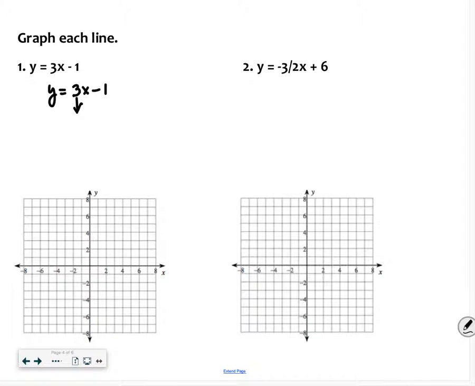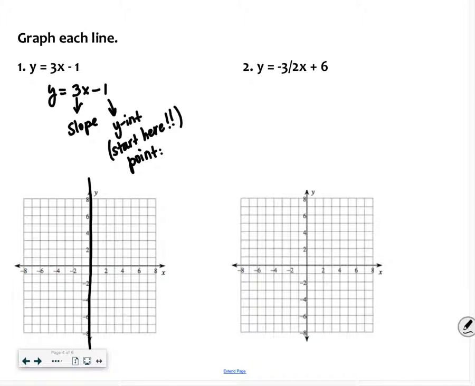So the y-intercept is always where we're going to start. And it's a point, and it's along the y-axis, this axis right here. So this point is the point (0, -1). So we're starting down here at negative 1. And the slope is 3.